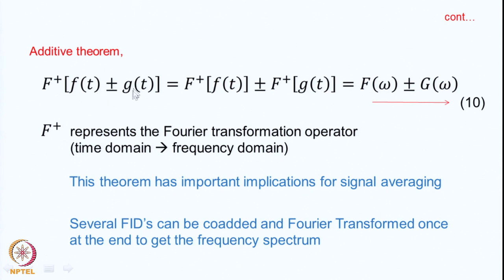You add the various FIDs one after the other, add them 100 times. Each one of them is a few hundred milliseconds. You collect all the FIDs together and add them, and then you do Fourier transformation once at the end. So that means it will be a great saving in time, and therefore the signal to noise per unit time will be further enhanced as a consequence of this. Therefore, this is an important theorem from the point of view of signal averaging.